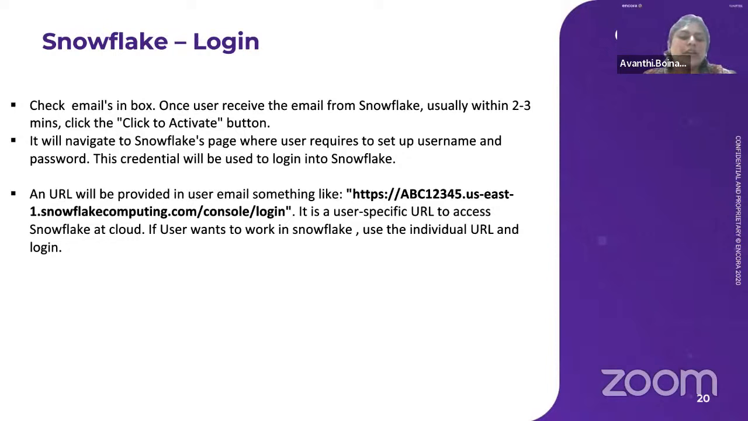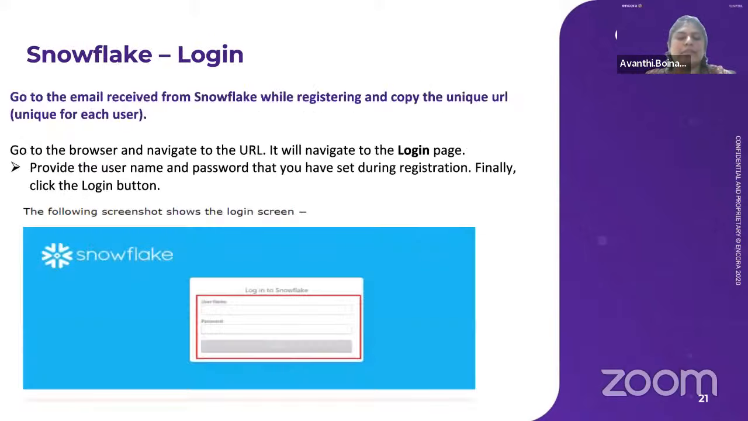Here is a URL provided along with the username. This is an example of the URL. It is a user-specific URL to access Snowflake in the cloud. If the user wants to work in Snowflake, use the individual URL and log in. Go to the email received, go to the browser and navigate to the URL. It will navigate to the login page. Provide the username and password that you set during registration. Finally, click the Login button.